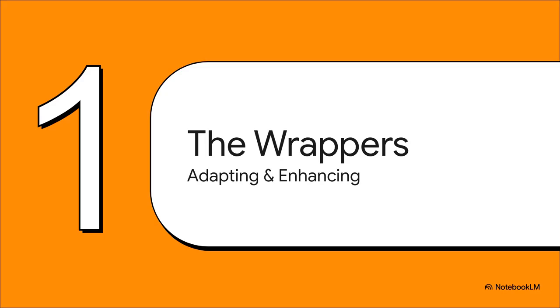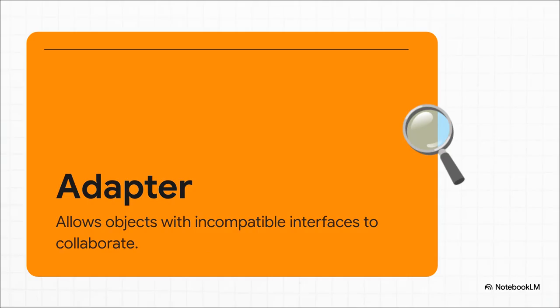First up, the wrappers. And like the name suggests, these patterns all work by wrapping around a single core object. The whole goal is to either change its interface or add brand new features. And this is the magic part. Do it all without ever touching the original object's code. Let's start with the adapter. Its job is really simple. It makes things that are incompatible, well, compatible.